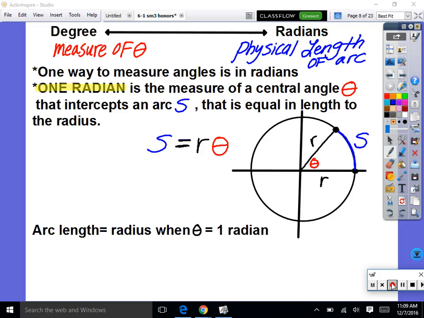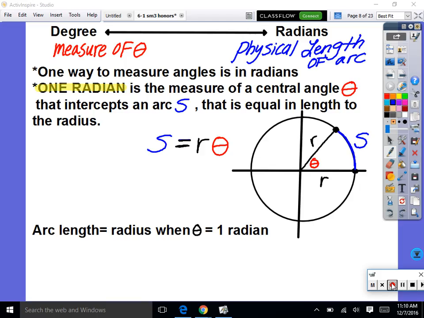So a degree is the measure of the angle. It'll be the measure of our central angle. So degree is the actual measurement of the angle. 30 degrees is the measurement of the angle. Radians would be taking that degrees and switching it into radians would put it into a physical length of the arc that that angle opens up on.